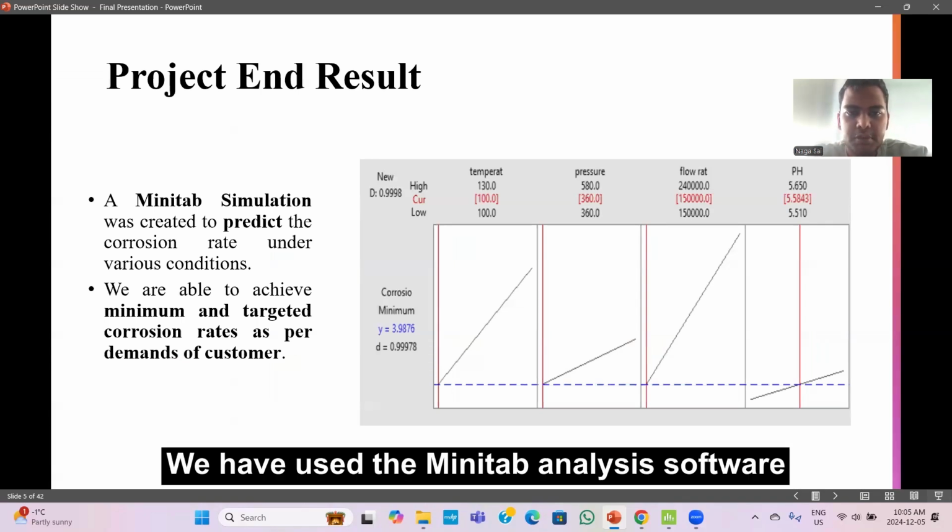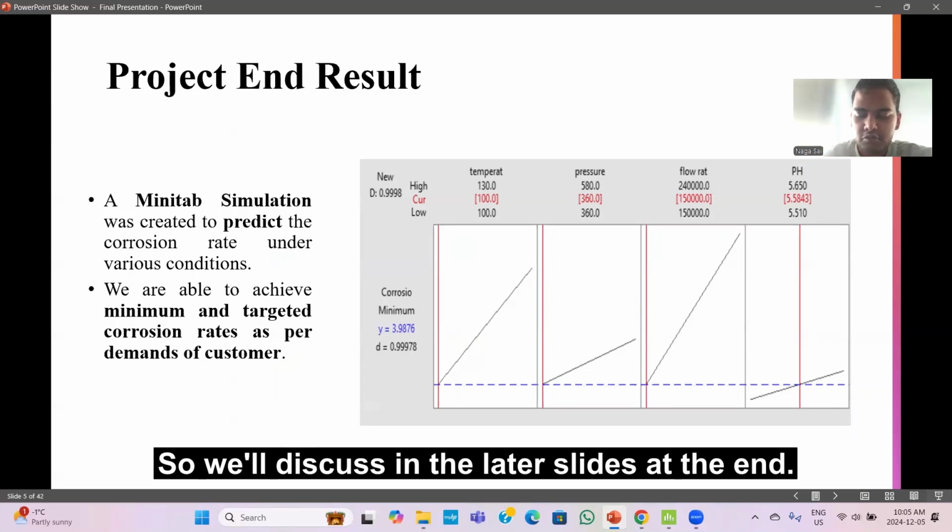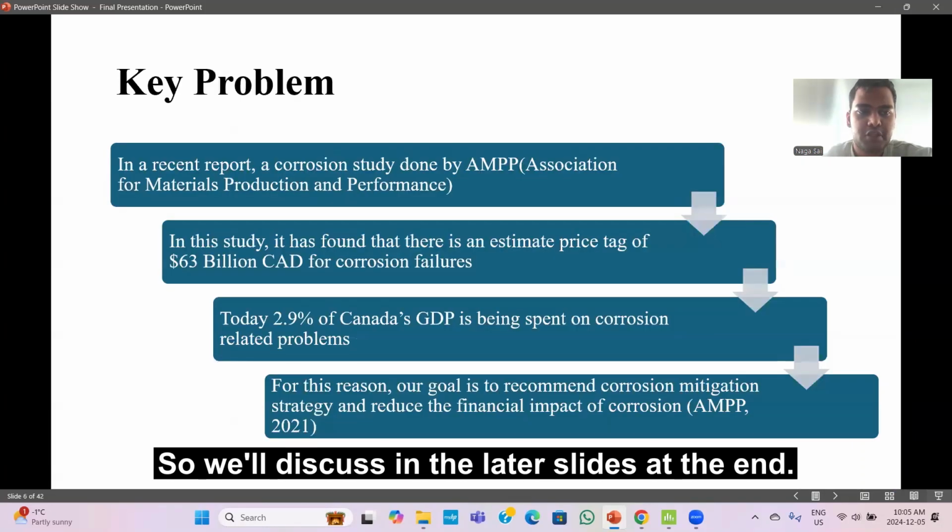We have used the Minitab analysis software to predict the corrosion rate based on two scenarios, that is minimizing the corrosion rate and getting a certain targeted value of the corrosion rate. So we will discuss this in the later slides at the end.